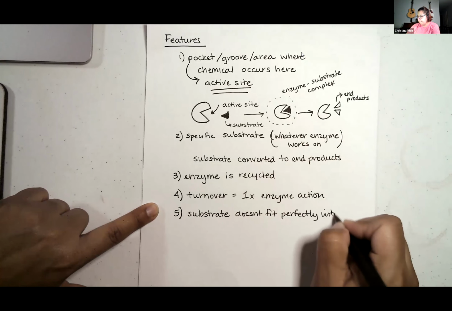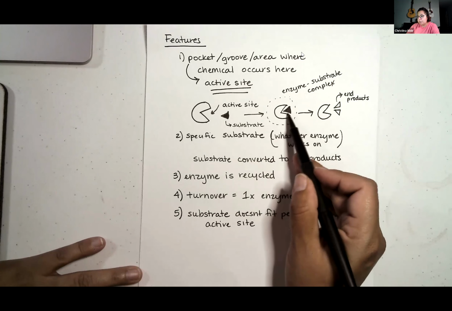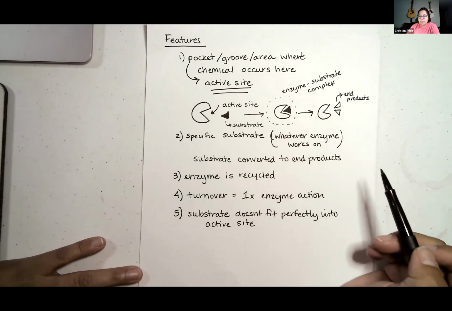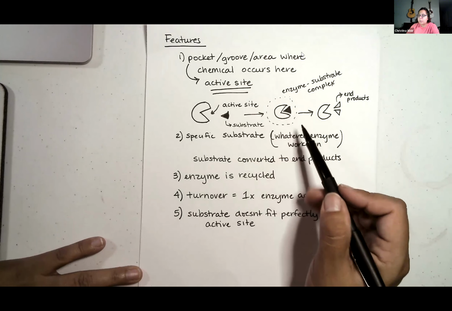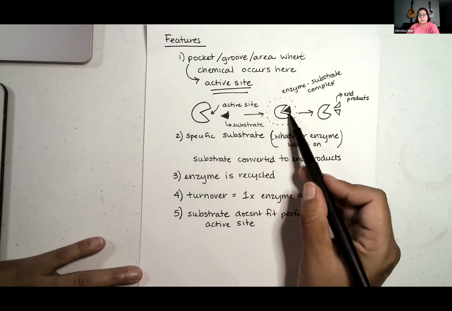The active site is just a little bit too small, so that the substrate has to be forced into the active site. Because you're forcing the substrate into this little space, it creates stress on the chemical bonds that make up the substrate. Creating stress makes it easier for those chemical bonds to break.